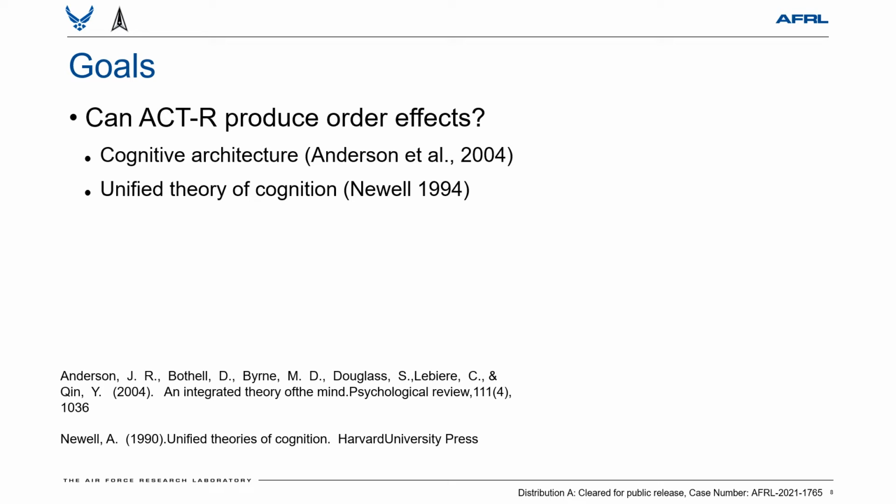The primary goal of this presentation is to address the question whether ACT-R can produce order effects and satisfy the QQ equality. ACT-R is a cognitive architecture, which is a formal framework for developing and testing unified theories of cognition. Order effects present an interesting challenge for ACT-R because it was not developed with order effects in mind. This means that ACT-R must account for order effects with existing mechanisms.